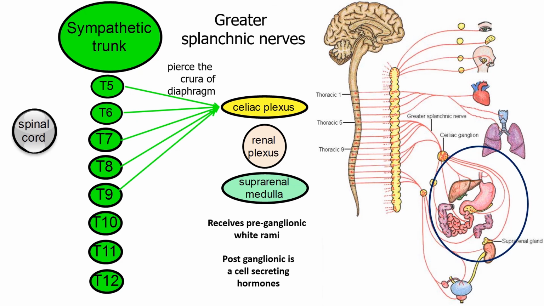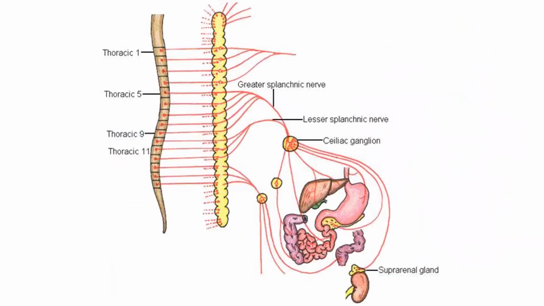Most parts of the gastrointestinal tract are supplied by celiac plexus. What is this image telling me? It is telling me that again, greater splanchnic nerve and the lesser, they go to the celiac ganglion tract.